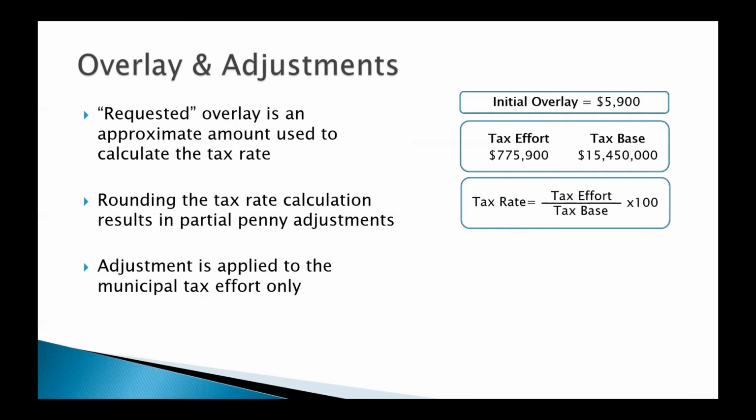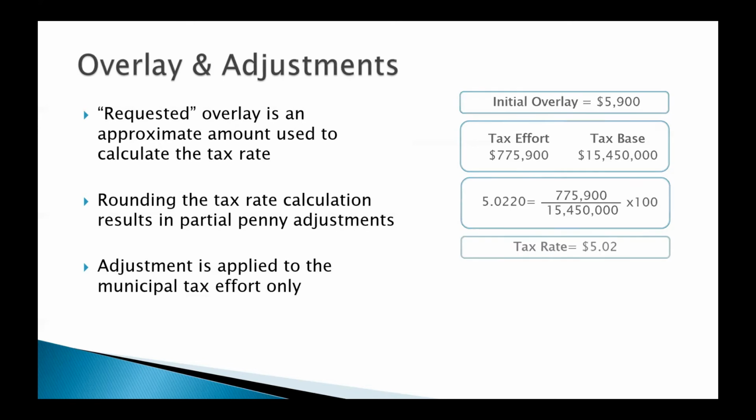So our tax rate is the effort over the base times 100. So taking a look at that, $5.02. So we don't deal in the 0.2 cents, so we need to round that. So we'll round that to 5.02.